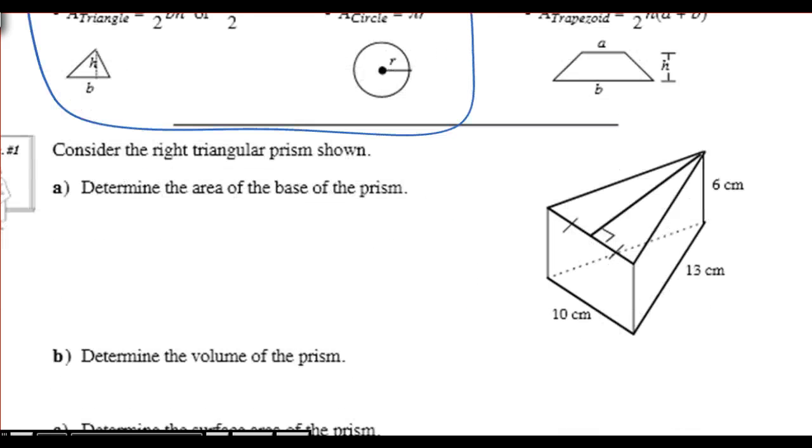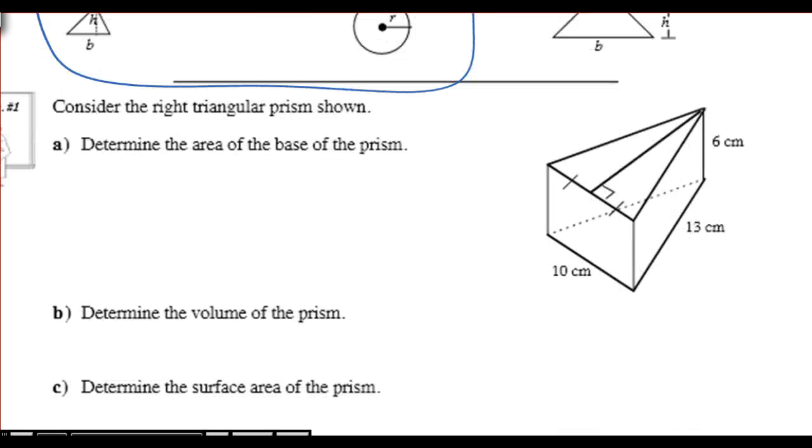Okay. Now let's see if we can do some calculations here. So we have a right triangular prism here. Determine the area of the base. Well, the area of the base would be down here, which is just a triangle. So what is the area of the base? Well, first of all, what shape is the base? It's a triangular prism, so it's a triangle. So we have the area of that triangle down there.